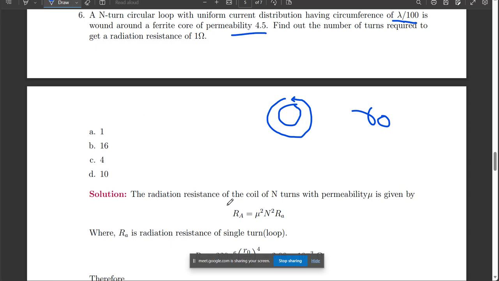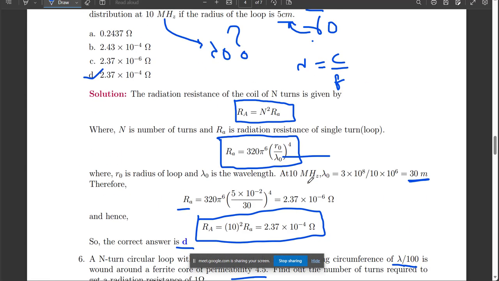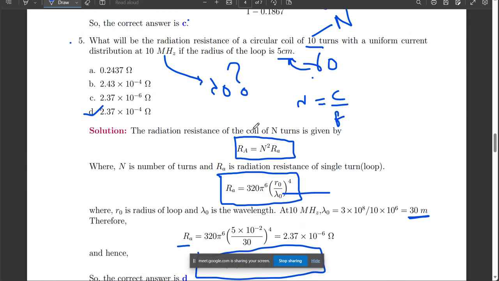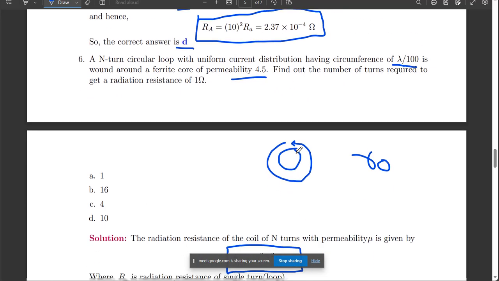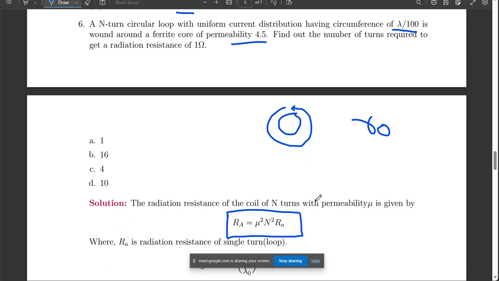So the first thing is, now that it is not in free space. Earlier, in question number 5, the coil was kept in free space, so there was no permeability factor. But here it has a ferrite core, so it has a permeability factor. So here the radiation resistance will be mu square N square R_a. This coil is not kept in free space, so it will also have a factor of permeability mu.